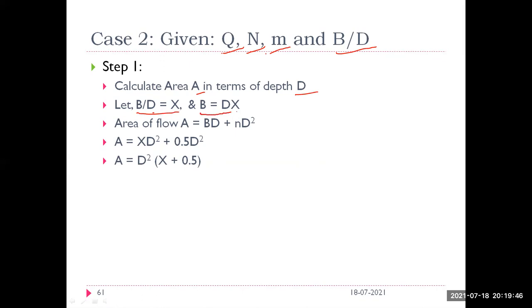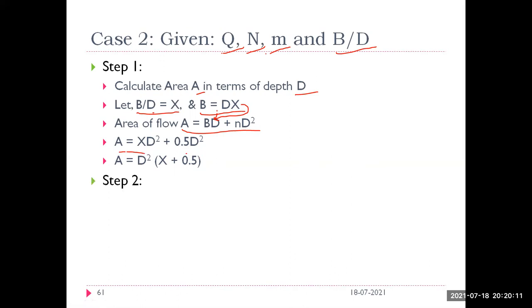So B will be equal to D into X. So you have to find out area in terms of depth. Area is BD plus ND square. You substitute B here as DX, so you'll get area as X D square plus 0.5 D square, because N you have to assume. So N you assume it as 0.5.